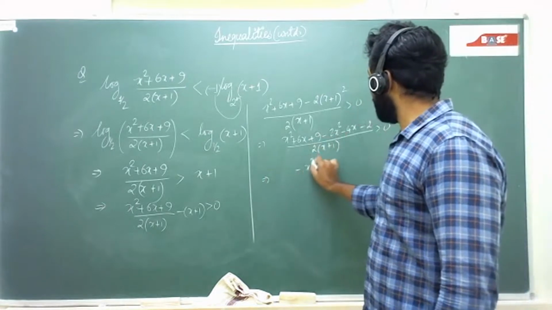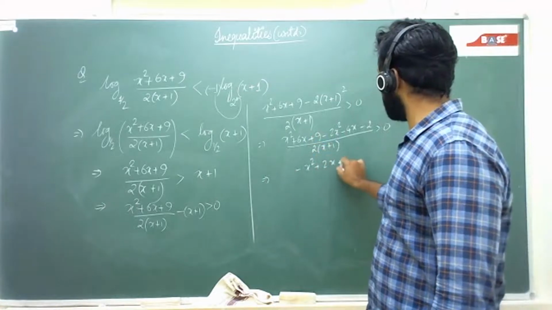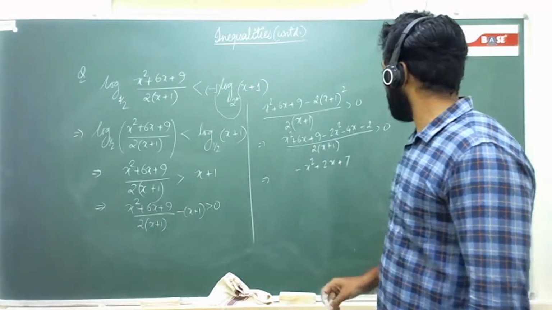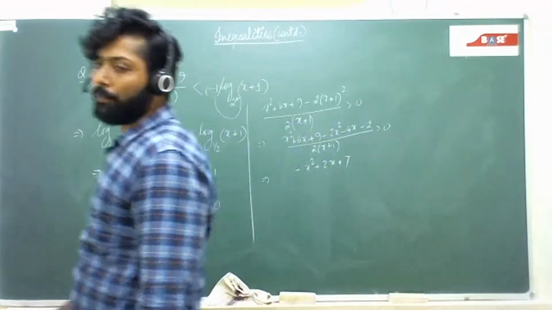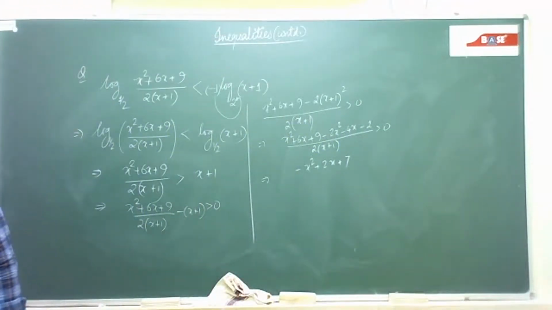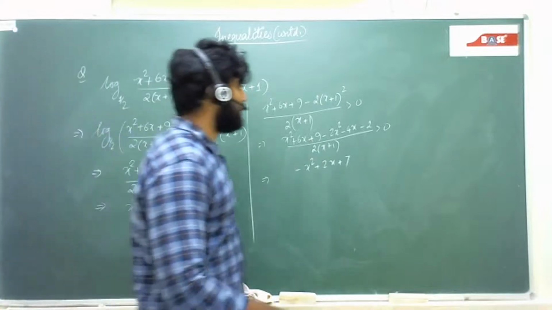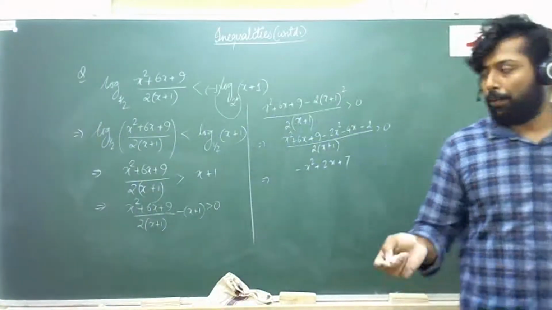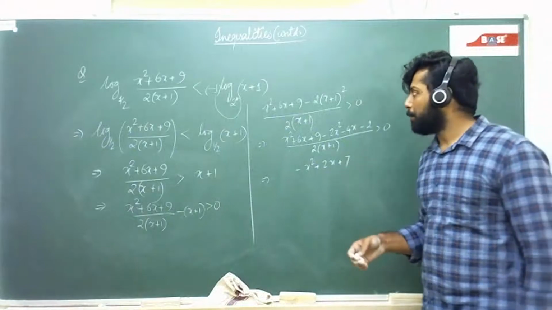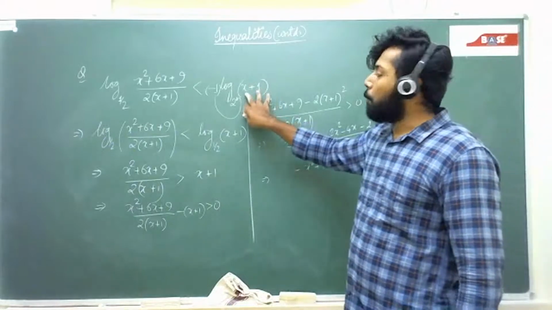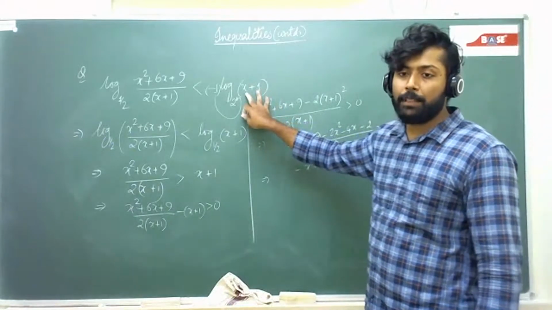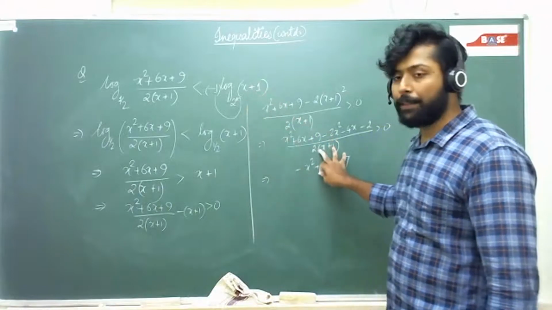So this is minus x square plus 2x plus 7. That's what we are getting up in the numerator. One thing you need to understand here, we can do this in a more simplified form. We don't need to write the wavy curve. x plus 1 is a positive quantity. As x plus 1 is a positive quantity, this quantity is positive, that we know.